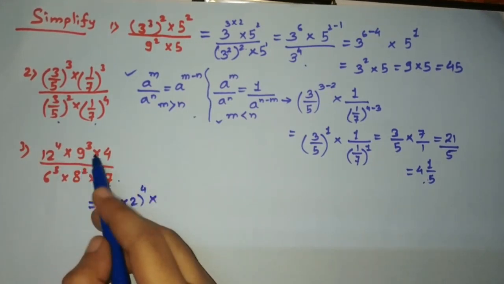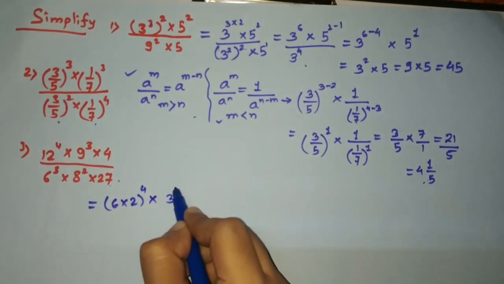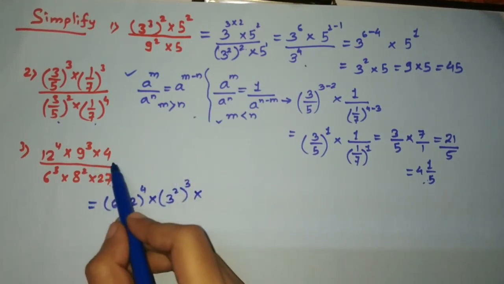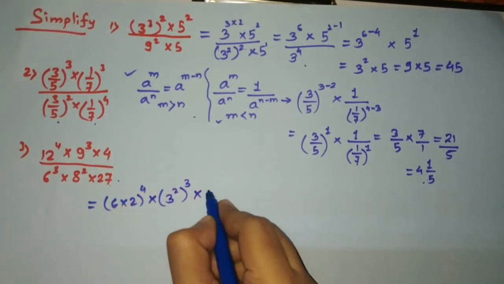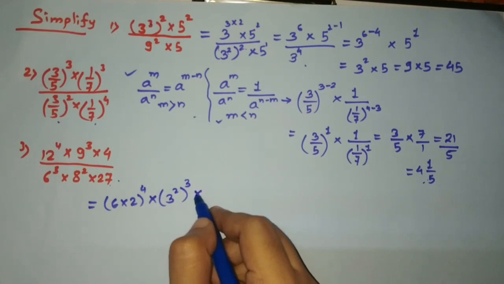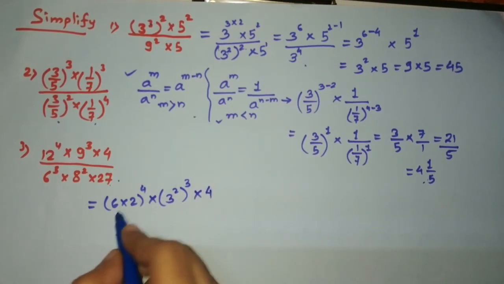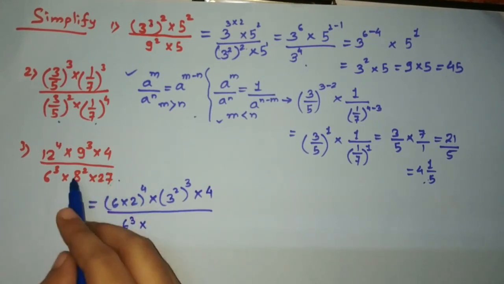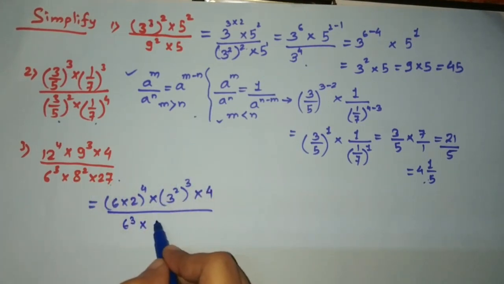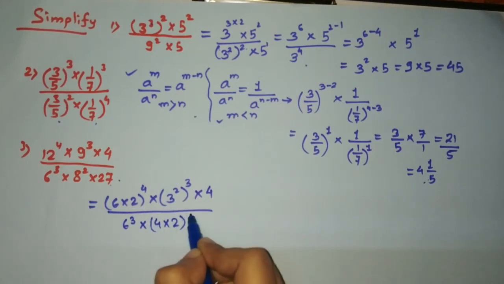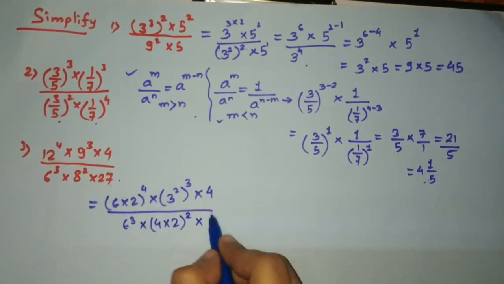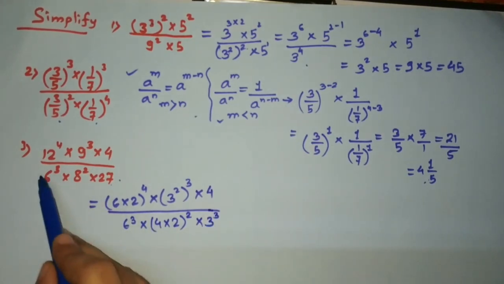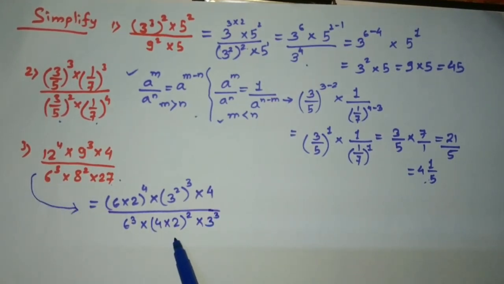And this 9 I am going to write in terms of 3, that is 3 square. And this 4 I can write as 4. Otherwise you can convert it into 2's power, but now I will keep it at 4 only. Divided by this 6 cube I'll write. This 8 I can write 4 2's are 8 to the power 2. And this 27 is nothing but 3's cube.